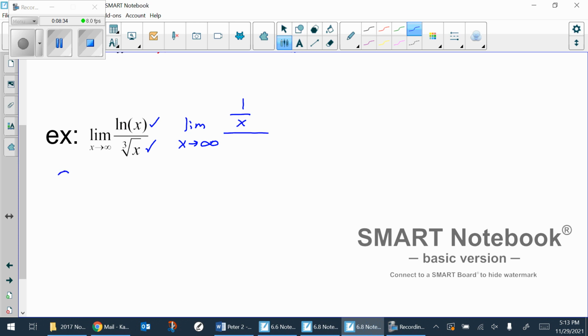Now I better think about this. And I better think of the bottom as being x to the 1/3. And so the derivative of that will be 1/3 x to the negative 2/3, or 1 over 3 x to the 2/3.